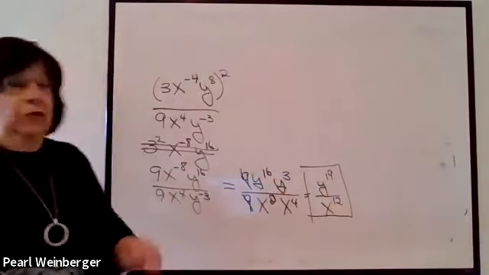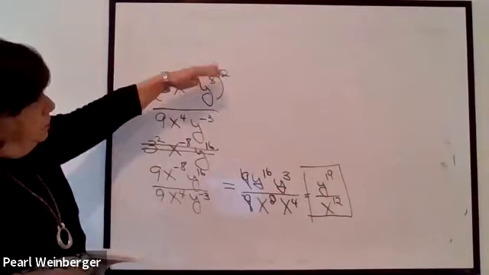So if you notice, I first removed the parentheses by, if there was an exponent on the outside, distributing that exponent.